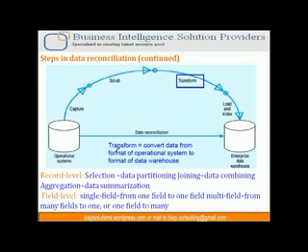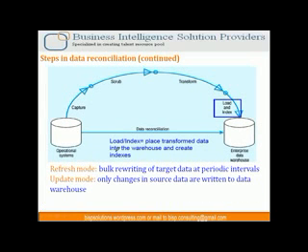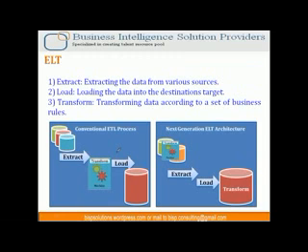Then we perform the transformation. We perform transformation to convert the data from the format of the operational system to the format of the data warehouse, because the data in the operational system is in a format which we cannot use for analysis purposes. So we need to transform it according to our business requirements. So we perform the transformation, and at the end we load the data to the target place, which can be any enterprise data warehouse. So this is the conventional ETL.